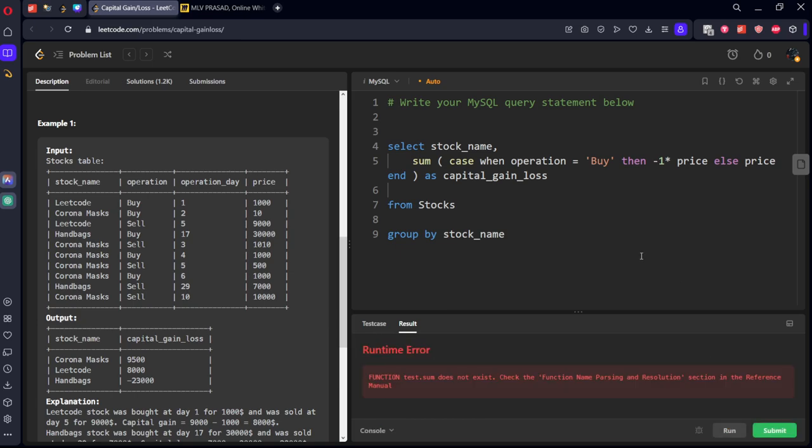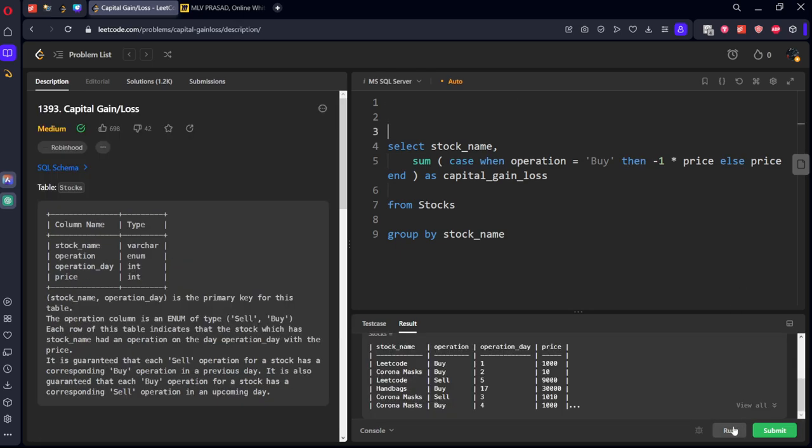Let's run it. There is an error about the function name, parsing and resolution, with a reference to the manual. What is the mistake I've done? CASE WHEN operation is equal to 'Buy', then minus 1 into price. The error said the test sum doesn't exist. Let's run it again.